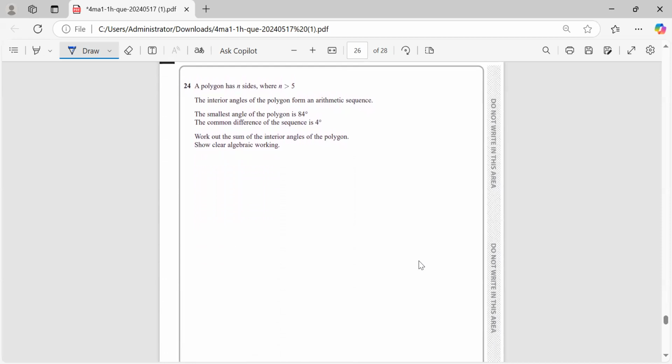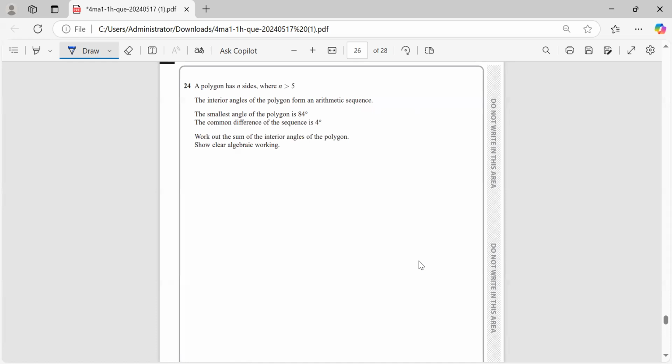Question number 24 is saying that a polygon has n sides where n is greater than 5. The interior angles of the polygon form an arithmetic sequence. The smallest angle of the polygon is 84 degrees. The common difference of the sequence is 4 degrees. Work out the sum of the interior angles of the polygon. Show clear algebraic working.